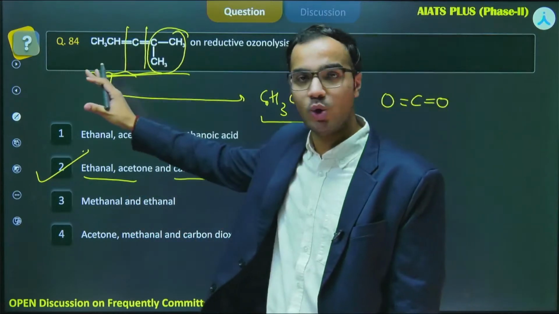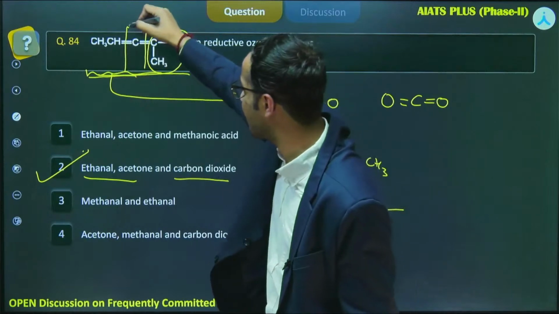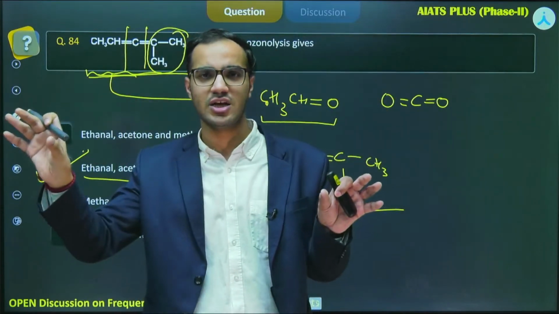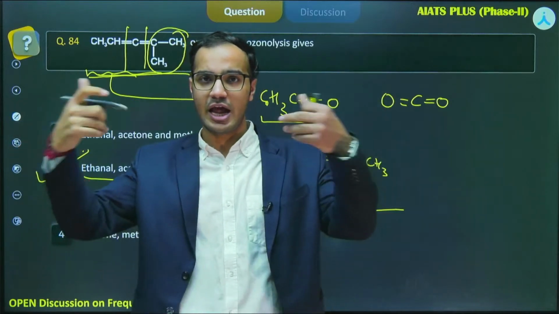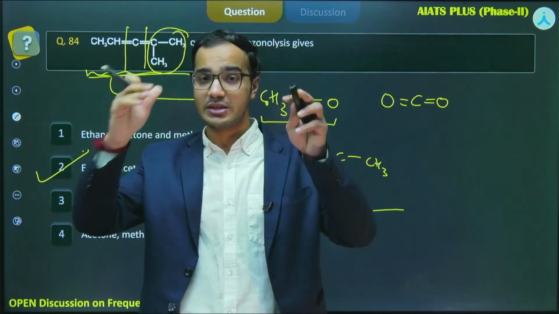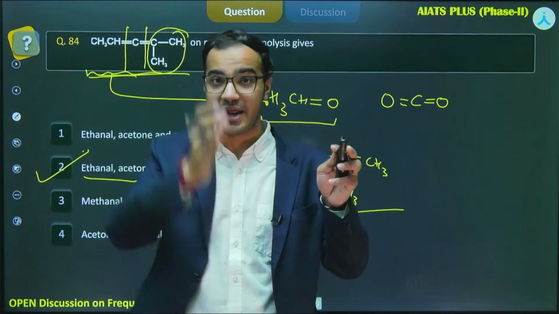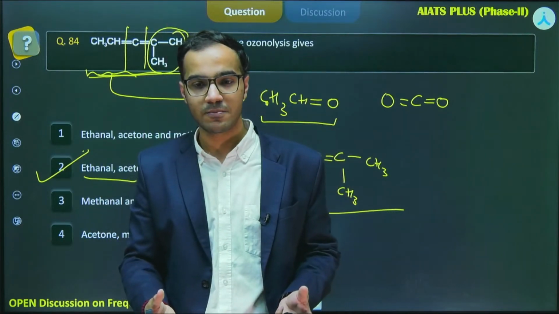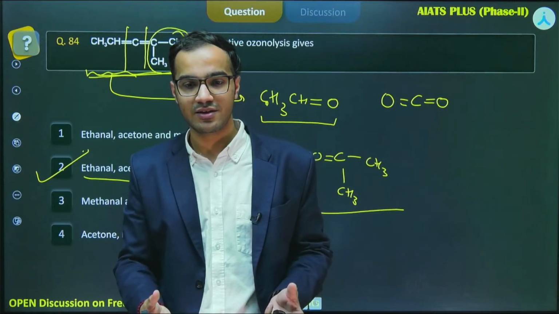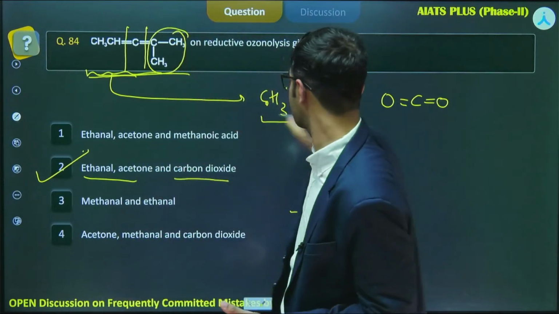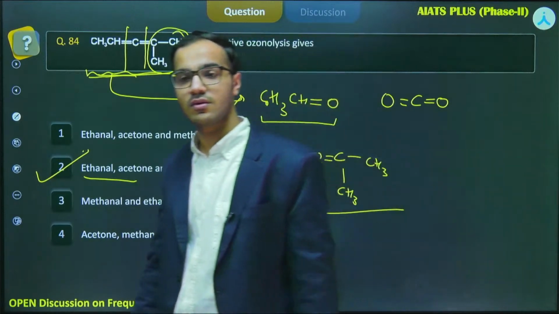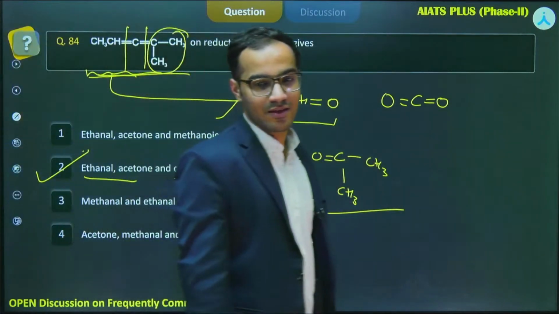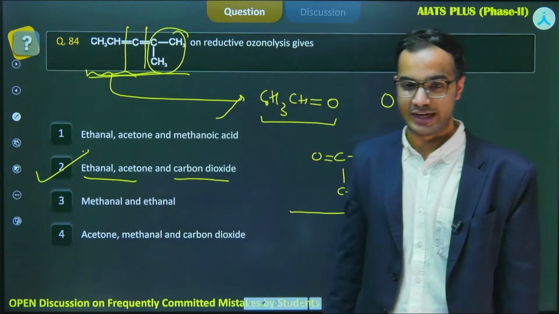But in this question, what you can do is simply break the double bonds. If this is the carbon and this is the carbon, and you are getting this double bond, just break that bond and give the oxygen to each one. And you are getting the products. I hope, Monica, you will get the answer.